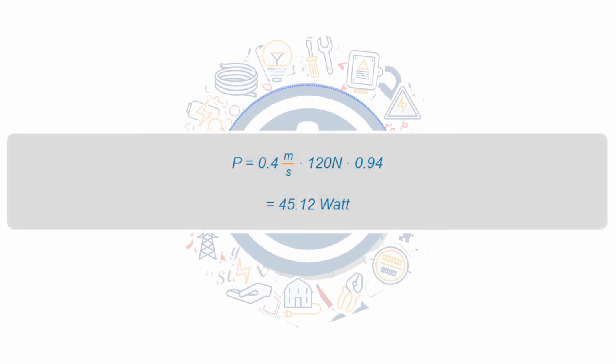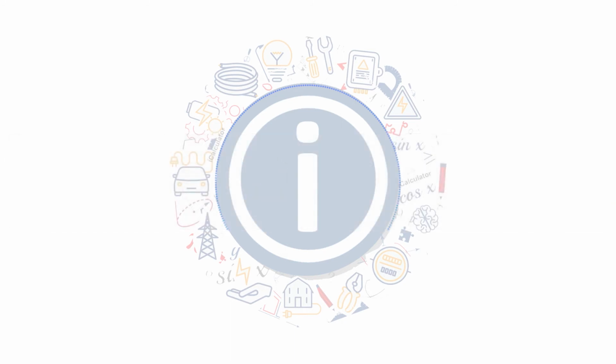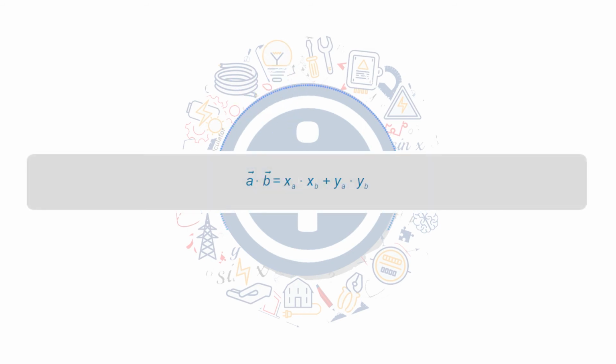After substituting the values, we obtain the following. Another method for calculating the dot product of two vectors: calculating the dot product using coordinates. If the coordinates of the two vectors are known, it is much easier to calculate their dot product. We don't need to know the angle in between or the magnitudes of the vectors. We can use the formula as shown on screen.